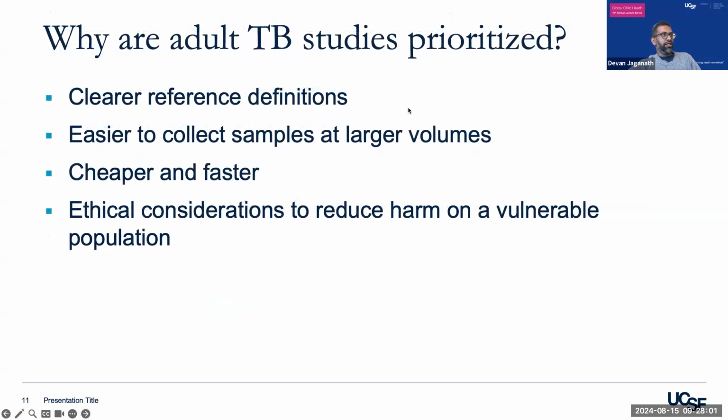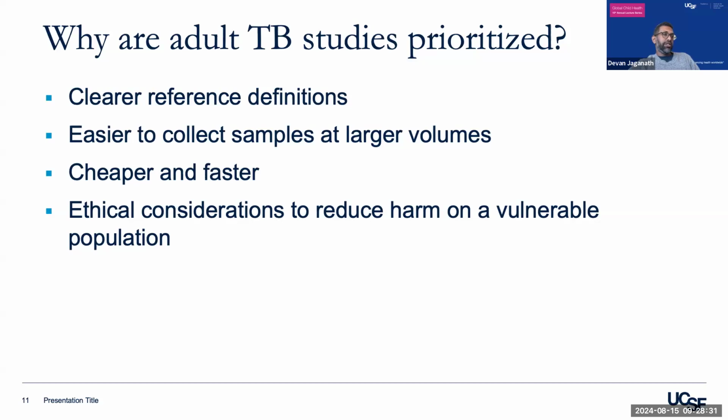So really there's a gap there. And why are adult TB studies prioritized? I think it's important to recognize that there are some good and important reasons to consider. I think adult TB in general has clear reference definitions because, again, the molecular and culture-based testing is more reliable than in children, who are often diagnosed clinically with negative gold standard tests.